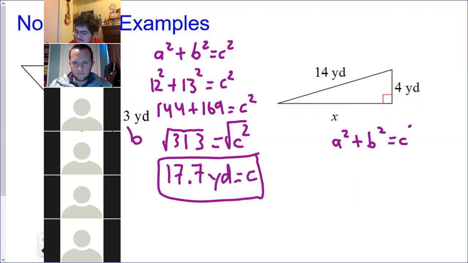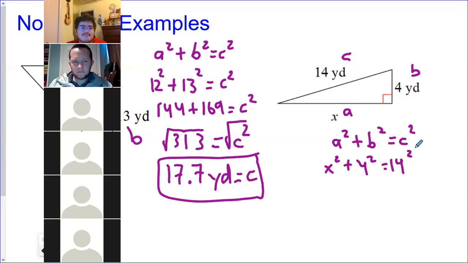Then you'll substitute 4 squared for one of the legs and 14 squared for c. I don't really mind the order. What if we just do like that? Is that okay? Yeah. Awesome. Keep on going.